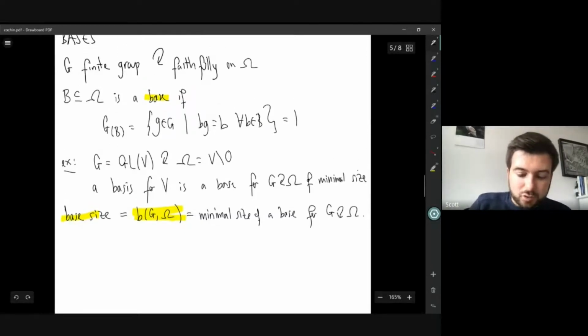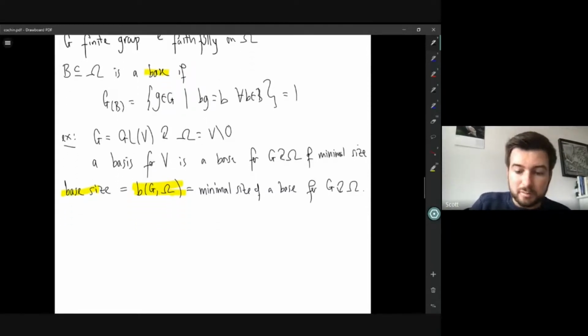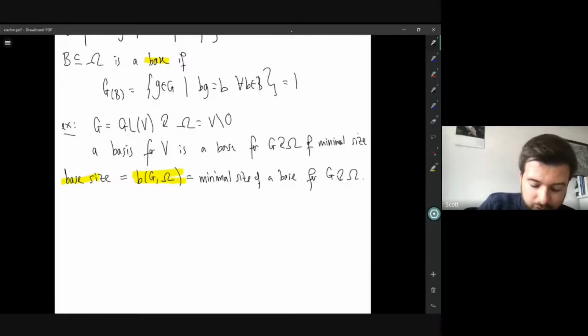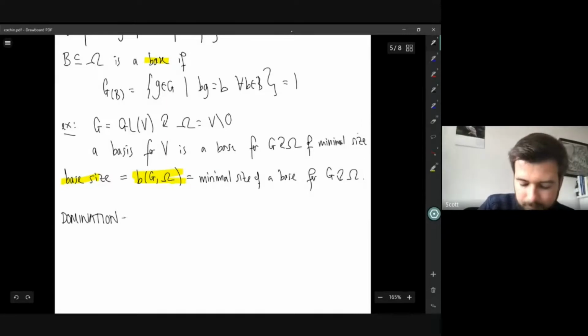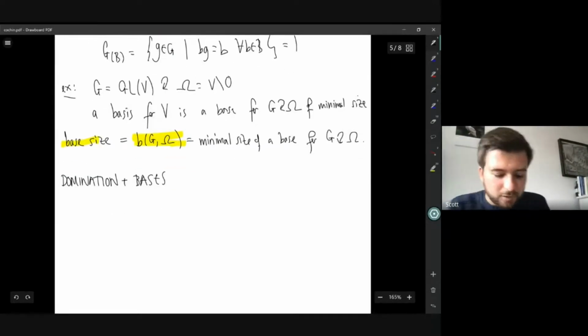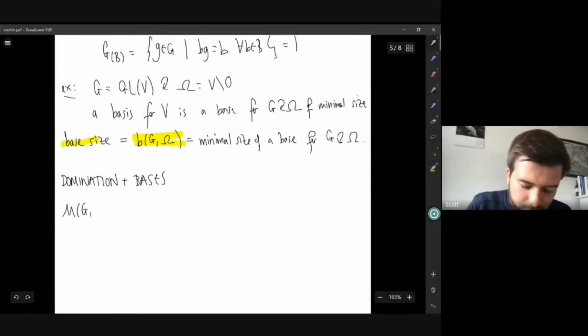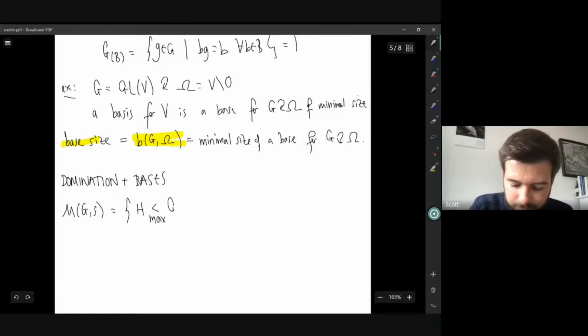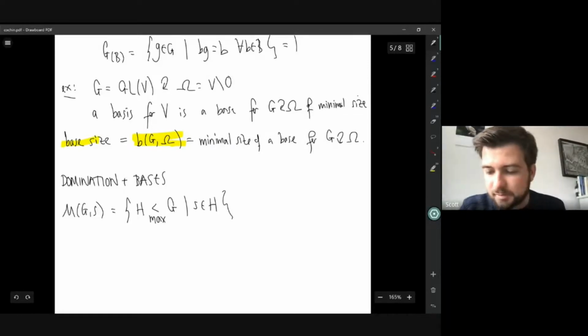But let me go straight on to saying why I'm talking about bases now, because it has a relationship with domination. Domination and bases. So here's the connection. I'm going to introduce a small piece of notation. M_G(s) is the set of all maximal subgroups of G that contain s.